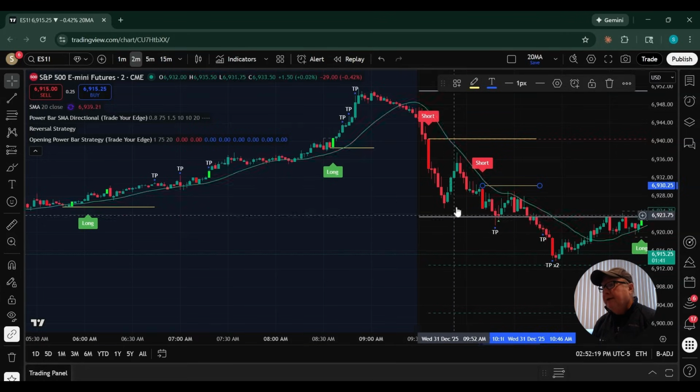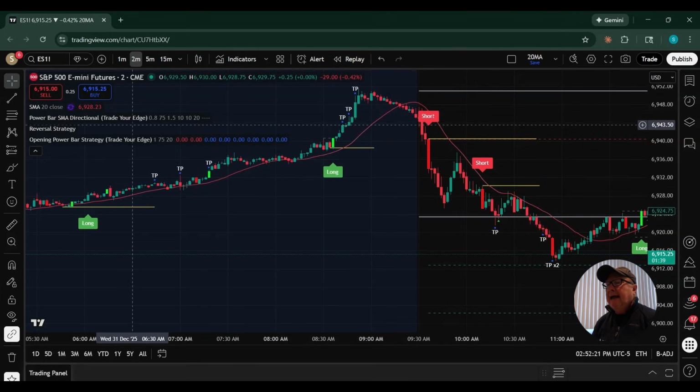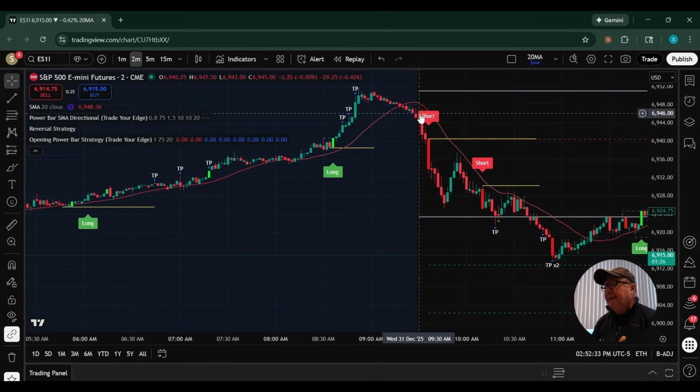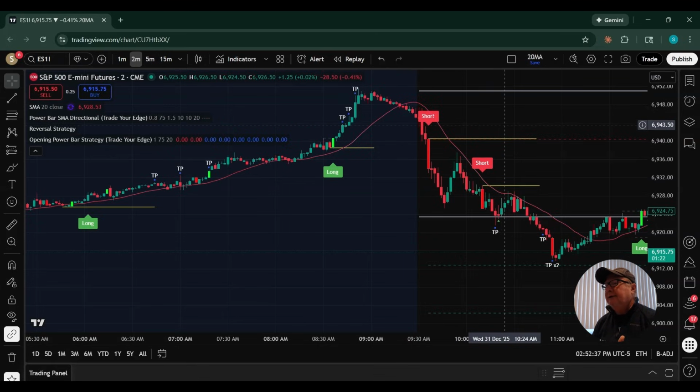On this particular chart, I have up the power bar strategy, the opening power bar strategy, which is a little bit different. I have several videos on that as well. That's what this short is. This short is just a power bar strategy.